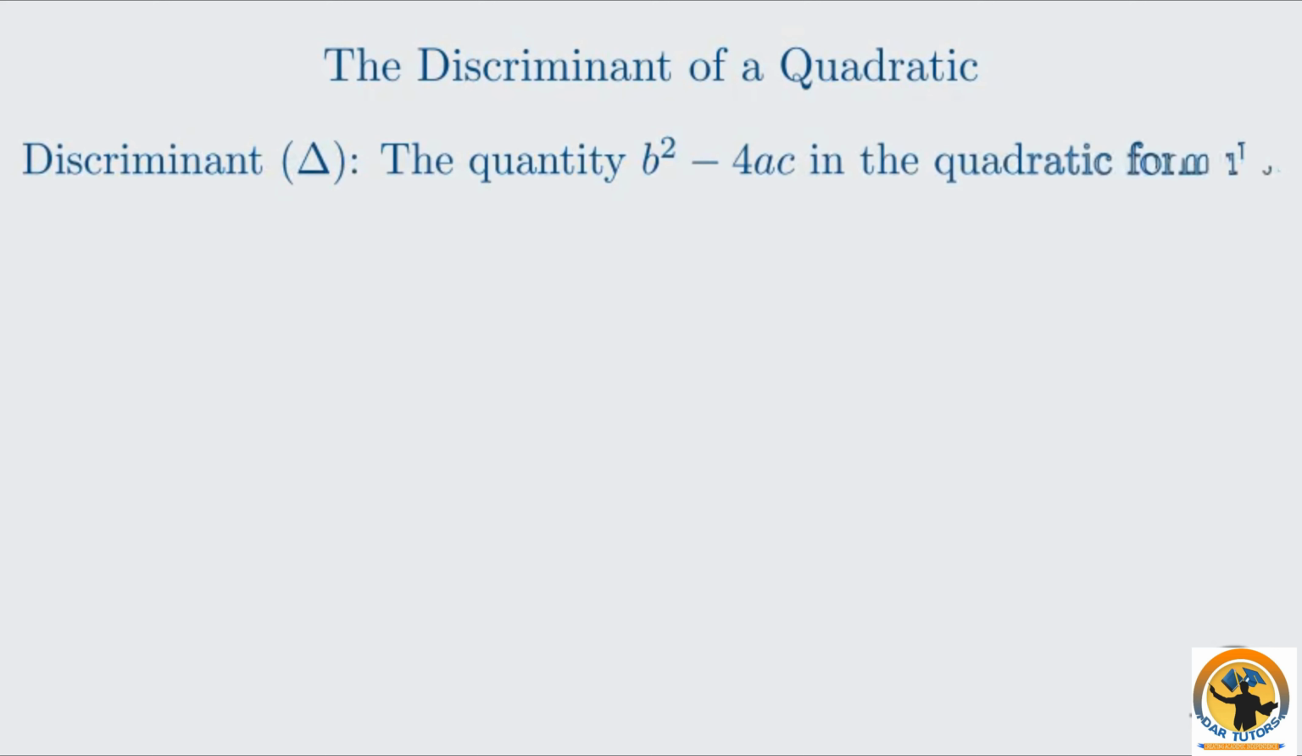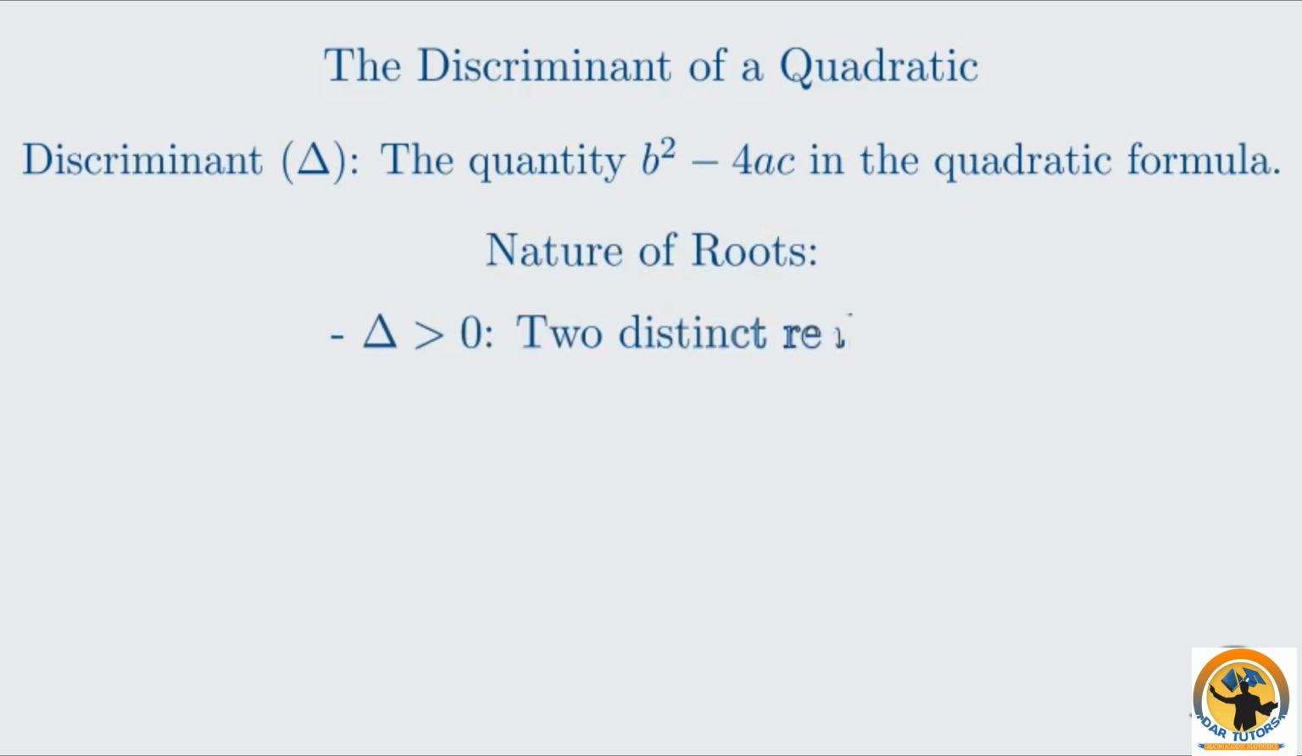We can gain powerful insight into the nature of the solutions to a quadratic equation without fully solving it. This is done by analyzing a special part of the quadratic formula. The quantity b squared minus 4ac, which is under the square root sign, is called the discriminant. It is represented by the Greek letter delta. The sign of the discriminant tells us how many real solutions the quadratic equation has. There are 3 cases to consider. First, if the discriminant is positive, the square root will be a real number.